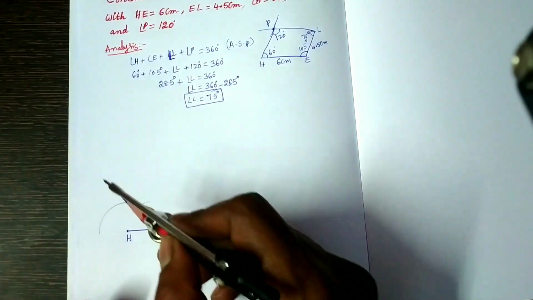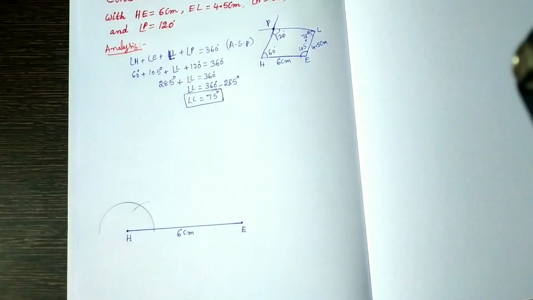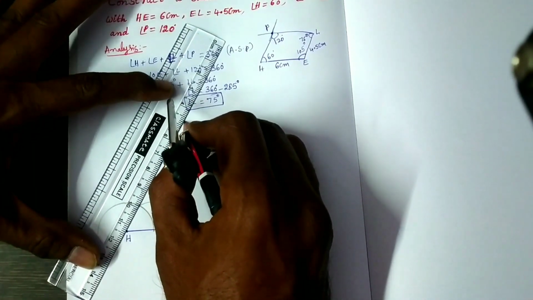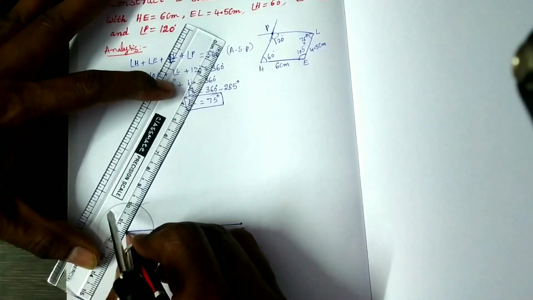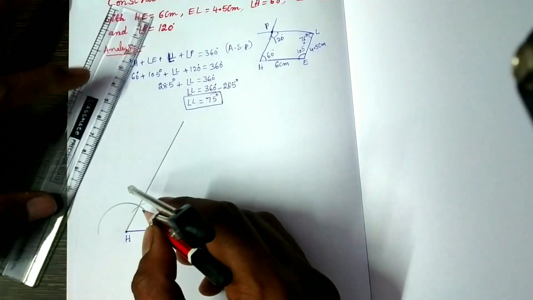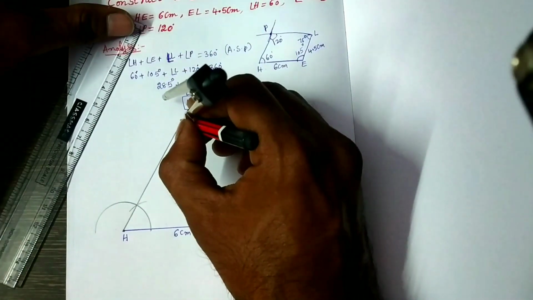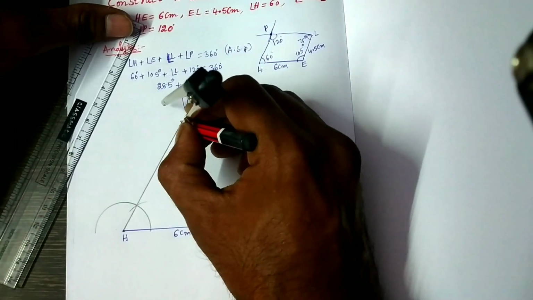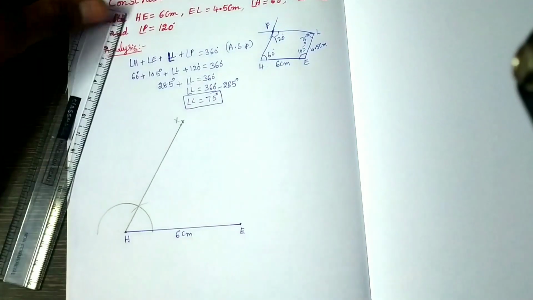So this indicates 60 degrees. Now you draw a ray from H through this intersecting point. Take this ray as Hx.